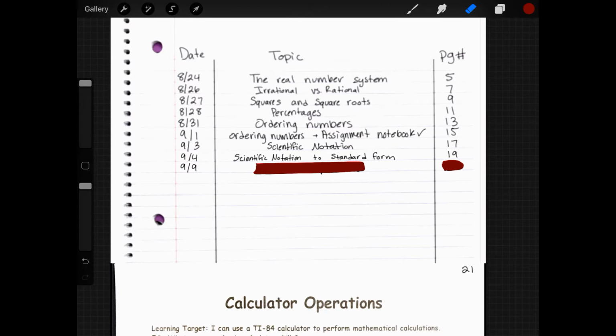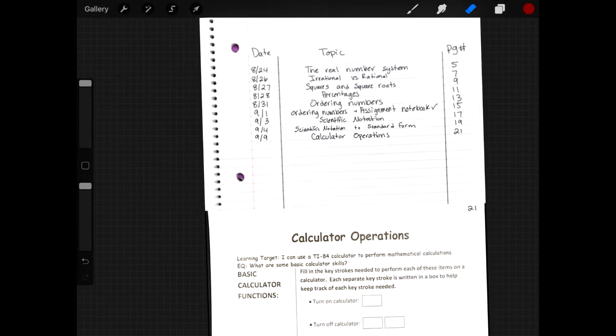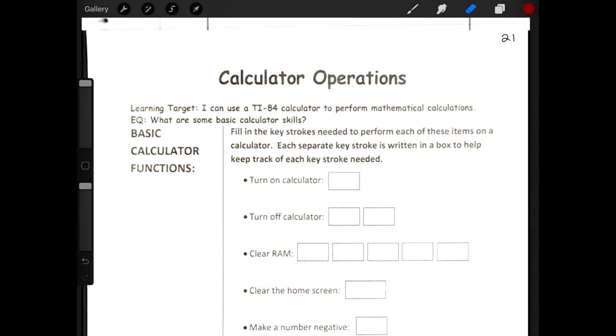And today we're going to talk about calculator operations. Today is the 9th, and again our topic for today is calculator operations, and my page number is 21. Okay. So here we have our learning target.